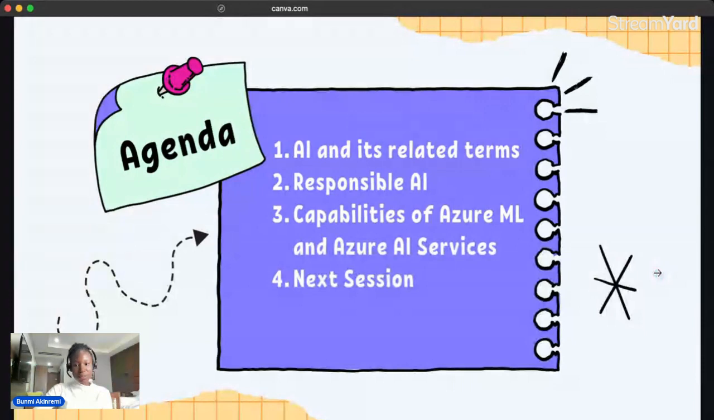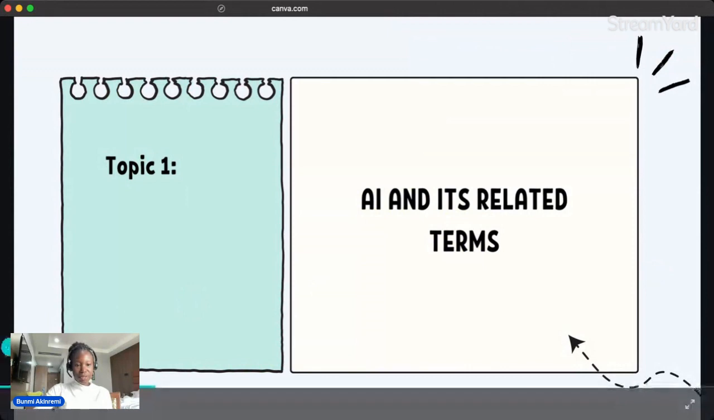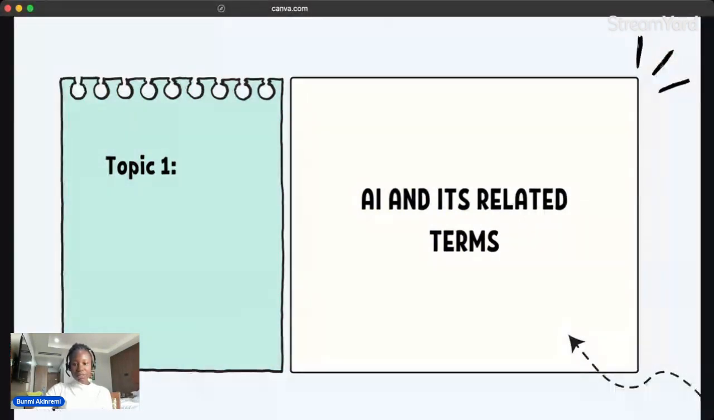So today we're going to talk about AI and its related terms. We're going to explain what responsible AI is and some capabilities of Azure ML and Azure AI services, and also a brief introduction of what we're going to do in the next session. So I promise to make today's session really brief and short. So today we're going to start with AI and its related terms.